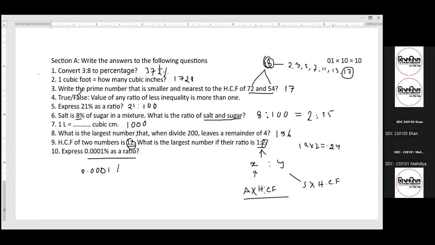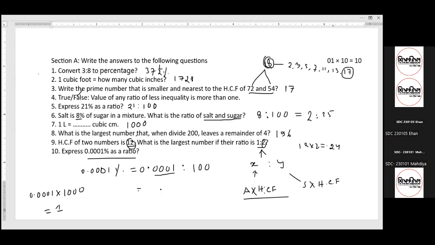0.001%. So that means 0.0001 ratio 100. And if I just want to remove the decimal point, though I have 4 places right to the decimal point, so I have to multiply it by 10,000. If I multiply these by 10,000, 0.0001 multiplied by 10,000, the result will be 1, right?